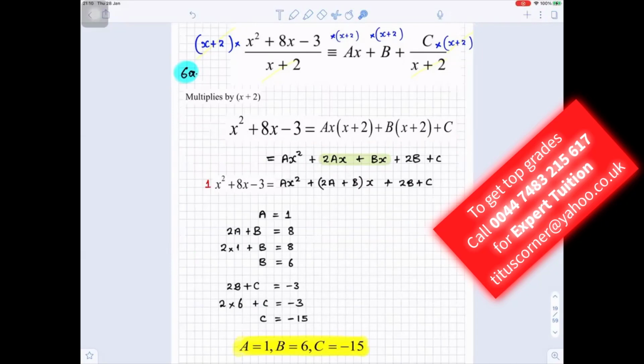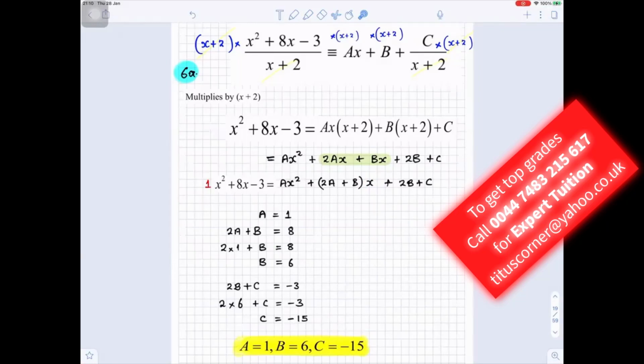So what you want to do now is, on the right hand side, remove the bracket. Ax times x gives you ax^2. Ax times 2 gives you 2ax. B times x will give you bx. B times 2 will give you 2b, and there's a plus c. Now we put the x together. (2a + b), and x is a common factor, it stays out of the bracket.